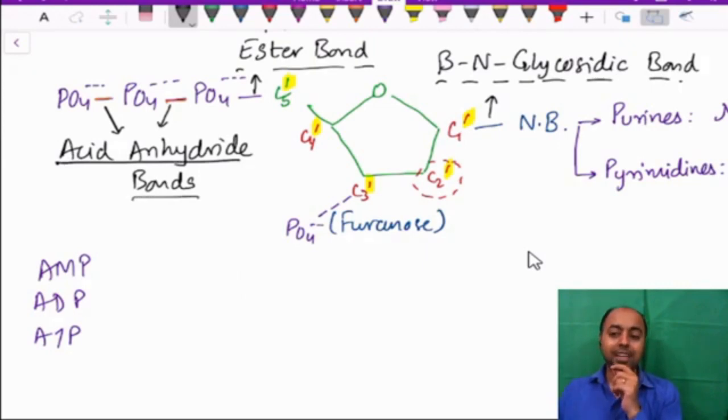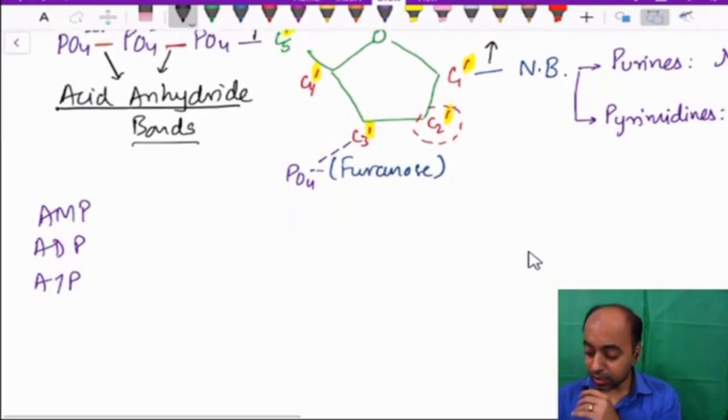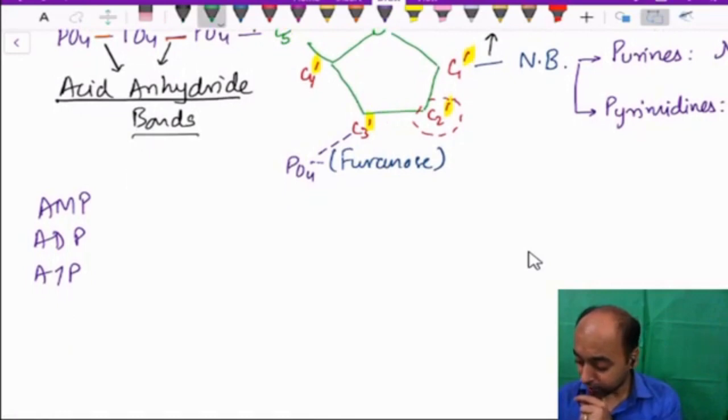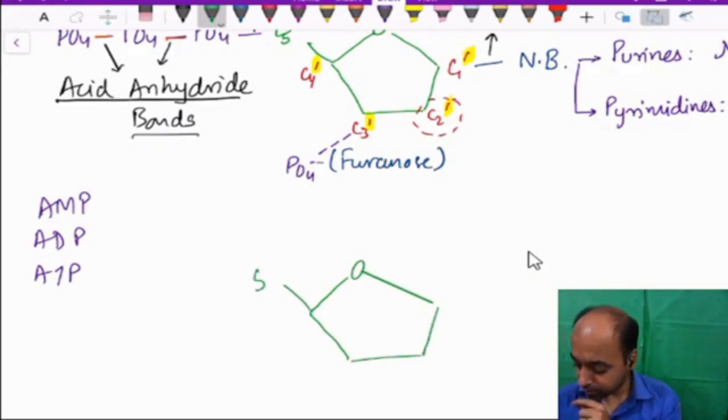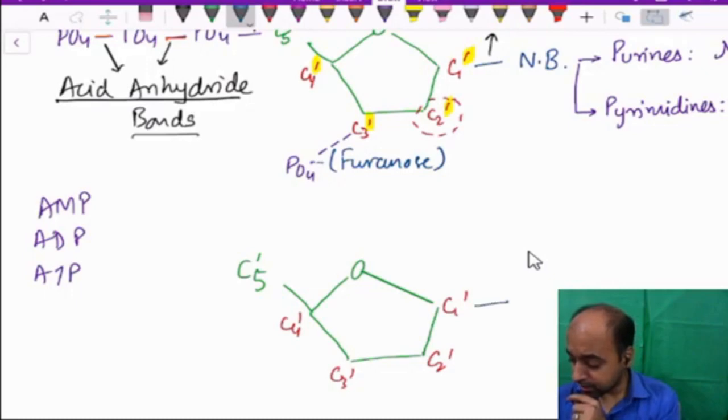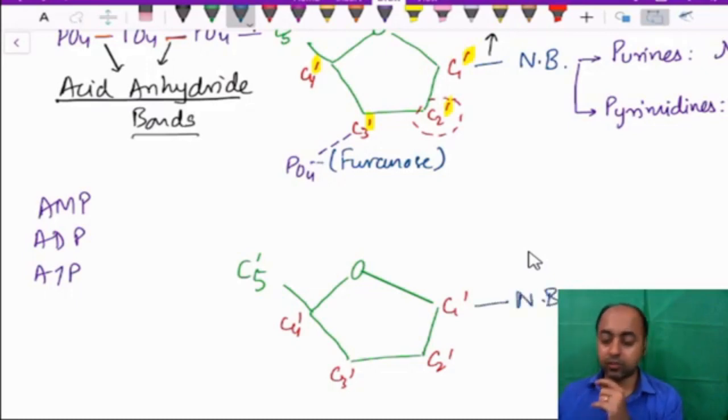Now when you talk about the nucleic acids, obviously the multiple nucleotides will be attached to one another. So what I'll do, I'll draw another nucleotide below and we'll try to link them together. Okay, so this will be C1', C2', C3', C4'. To the C1' there is attachment of the nitrogenous base.